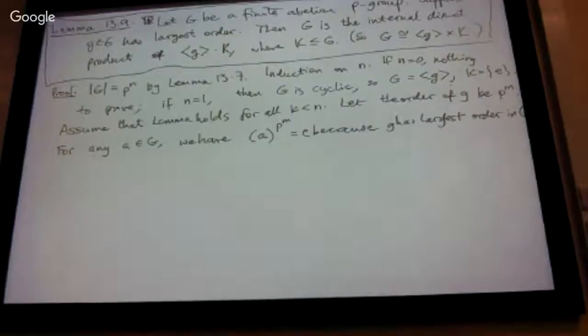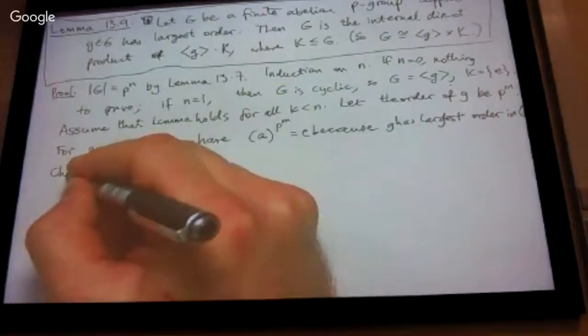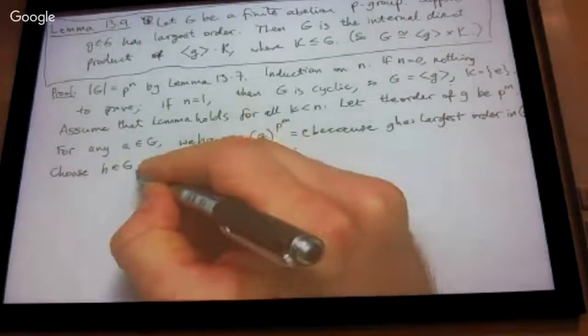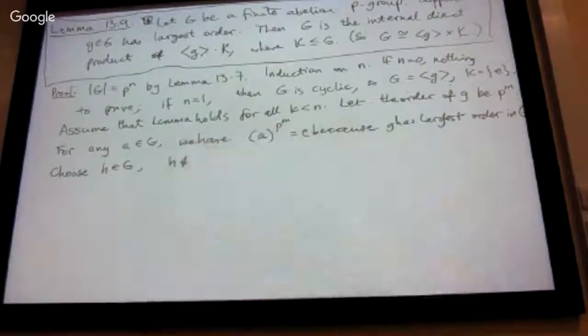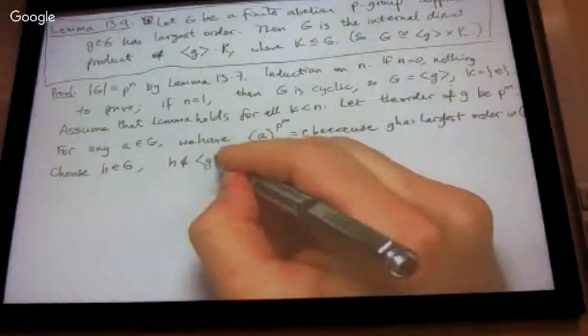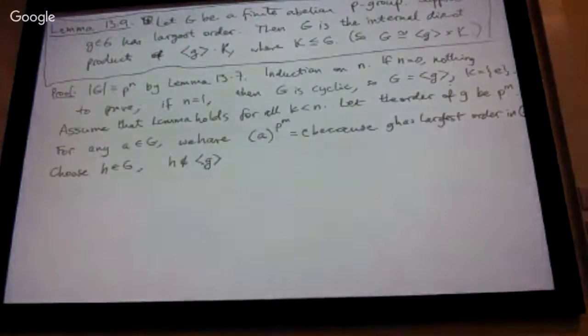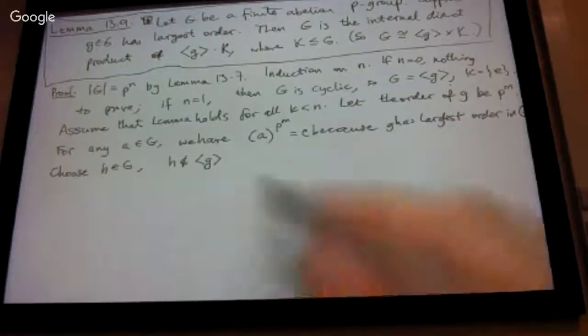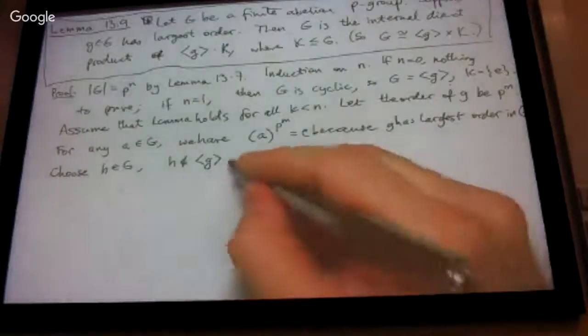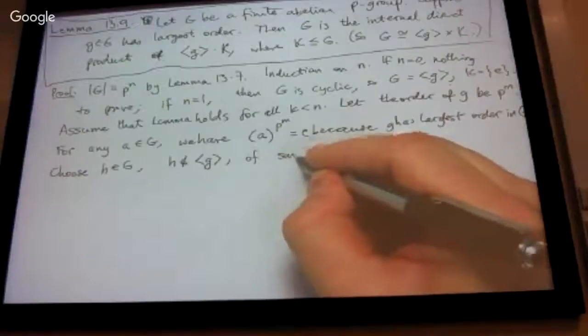Okay, and now I choose, I take an element which is not there, so it's not any power of g, of smallest possible order.